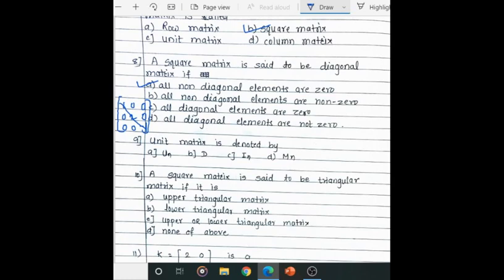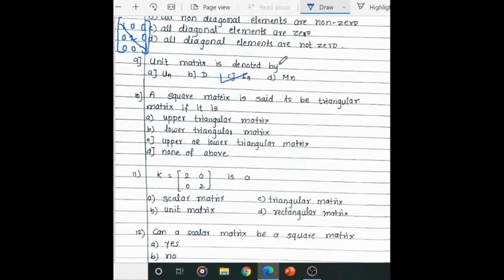The unit matrix is denoted by In. A square matrix is said to be triangular if it is either upper triangular or lower triangular. So both types, upper triangular and lower triangular matrix, are said to be triangular matrix. So the answer is C.